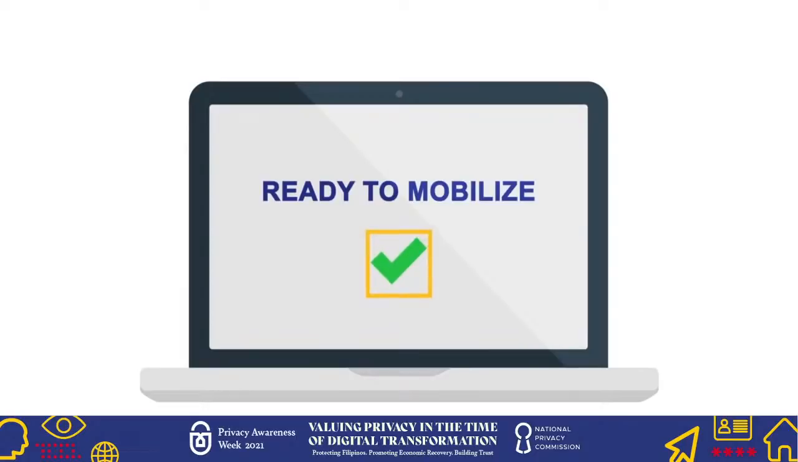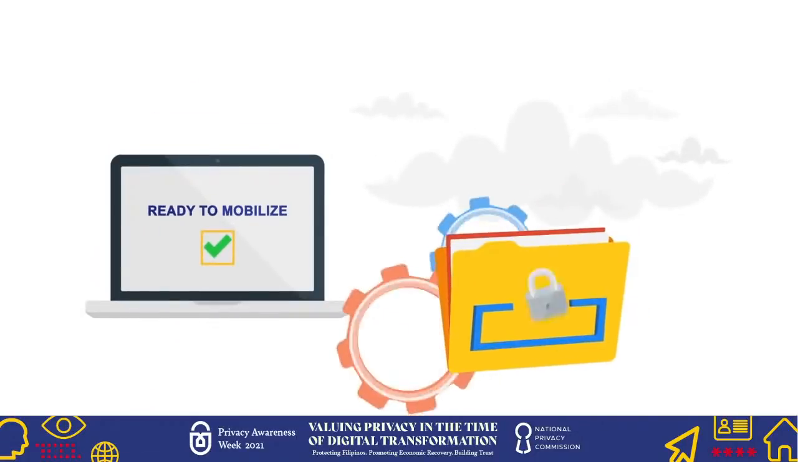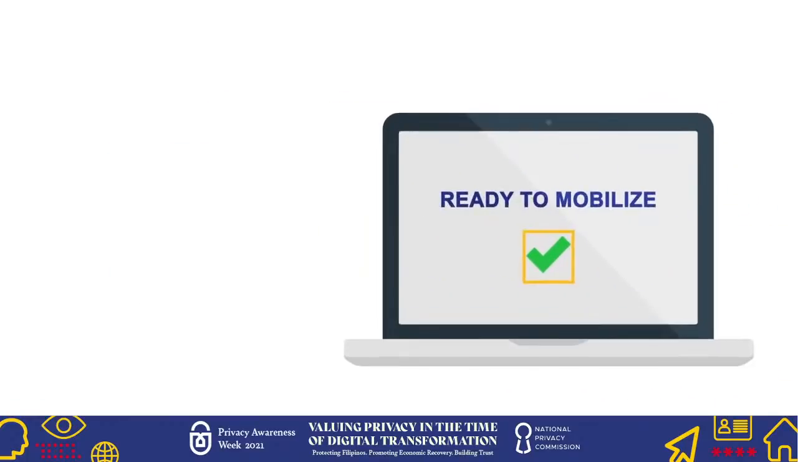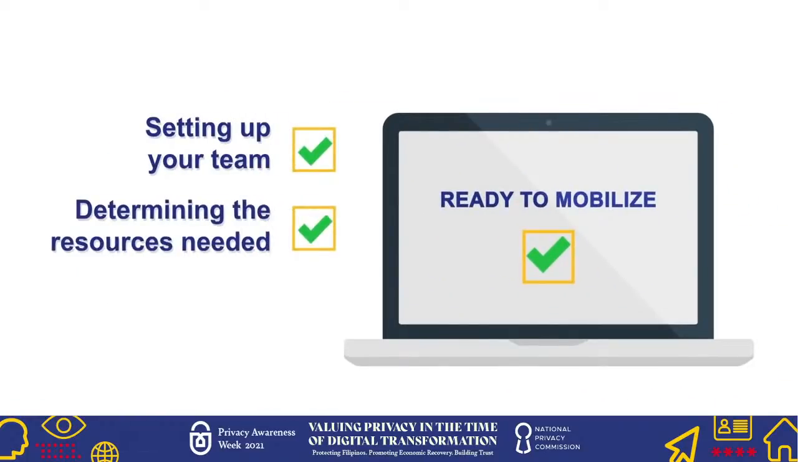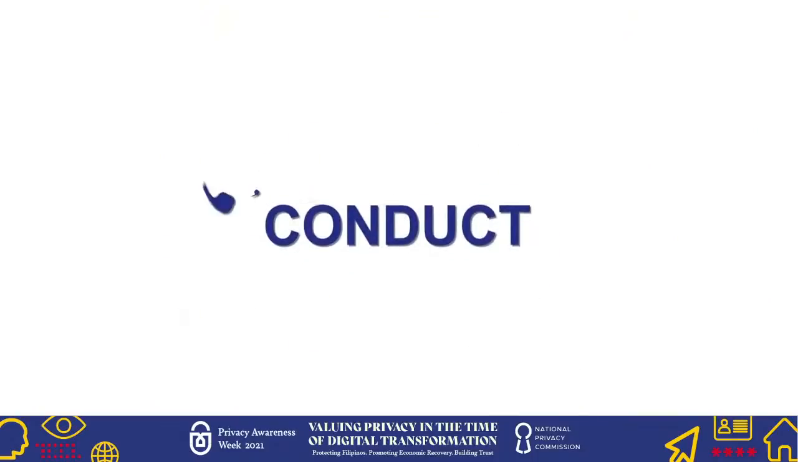We are now ready to mobilize it. Now that we've identified which project, process, policies, or programs we need to conduct a PIA on, we move on to mobilizing it by setting up your team, determining the resources needed, and identifying the stakeholders who will be involved in the process. Next is conduct.